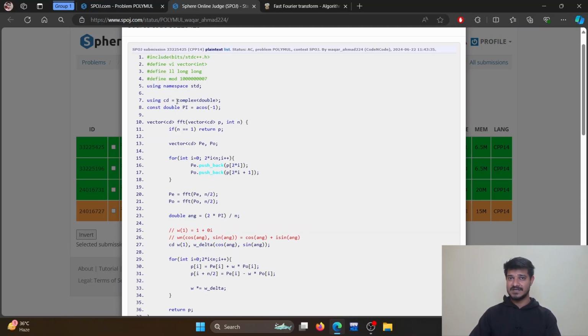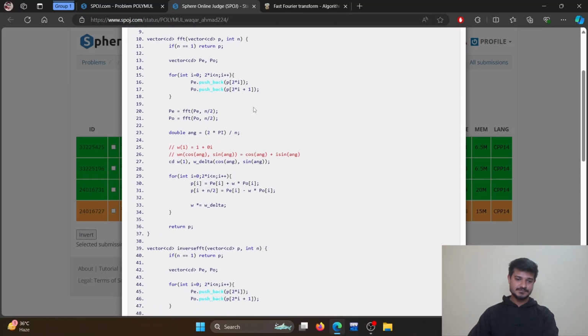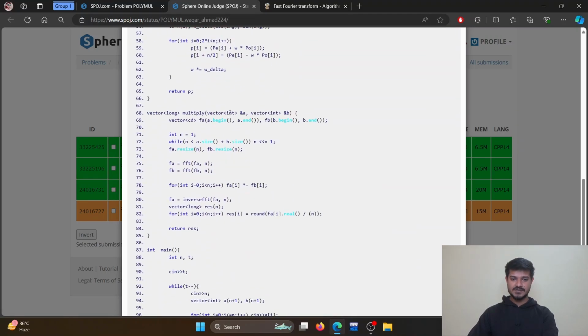So it's a data type complex defined in C++. So complex number of double. What it defines is that you write a complex number as a plus bi, with a and b being the numerical parts. So when we say complex of double, that means those numerical parts will be of type double. So CD is complex number. So I am converting a and b into complex numbers.